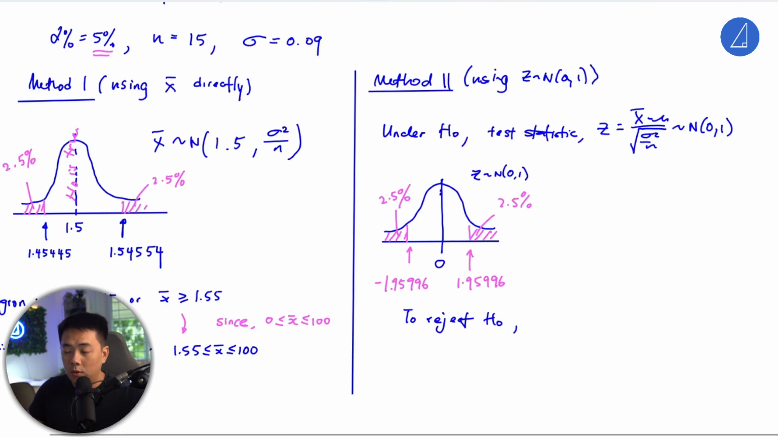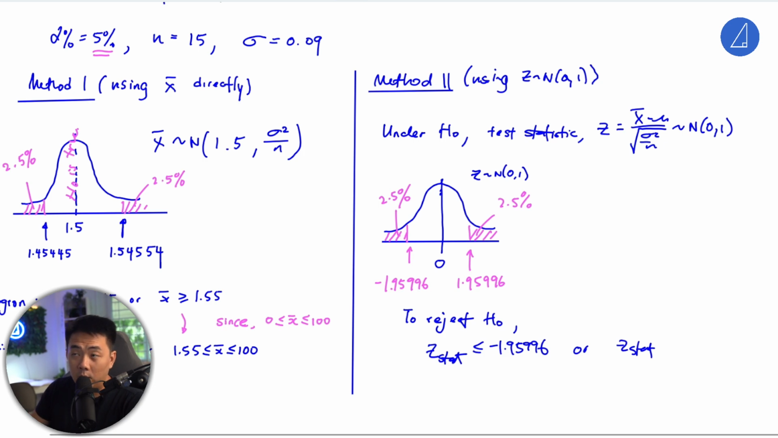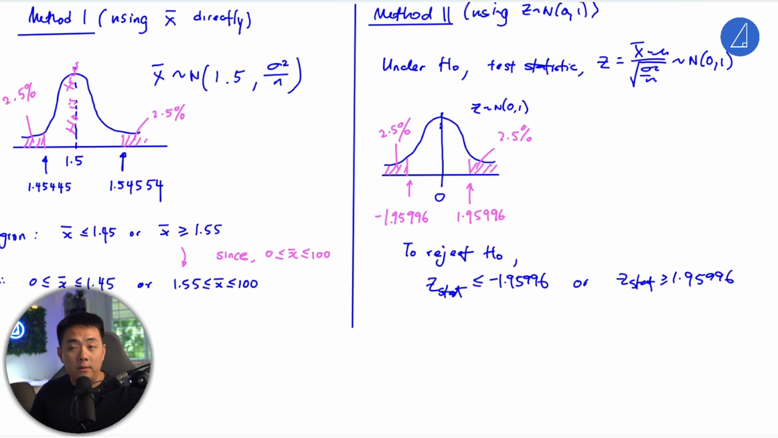So to reject H0, we know that essentially the z statistic has to be at most negative 1.95996. Or basically, the z statistic has to fall within the critical region, right? So that will be 1.95996.